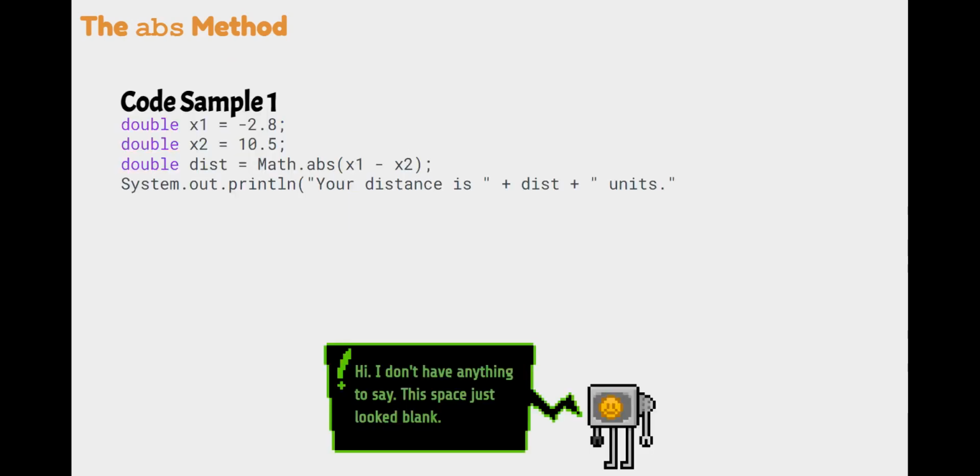One example of this in use is with the distance formula. Our distance formula is the absolute value of x1 minus x2. The reason we have absolute value is sometimes when you subtract x2 from x1, you get a negative number, but as we know, distance cannot be a negative value. Distance traveled is always going to be a positive value, in which case you would need to take the absolute value of your answer. So we have x1 as -2.8 minus x2, which is 10.5. That evaluates to -13.3, but then we take the absolute value of that, so your distance would be 13.3 units.